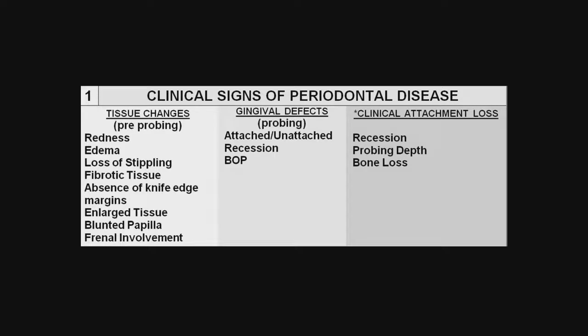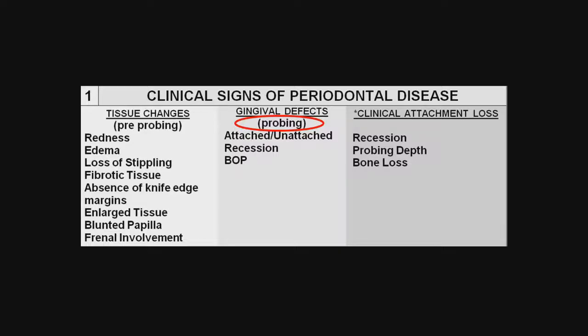And once that's done, we want to look for tissue changes. And one of the things I want to emphasize, this is before probing is done. They need to look for redness, edema, loss of papilla, fibrous tissue, absence of knife edge margins, enlarged tissue, blunted papilla, and frenal involvement.